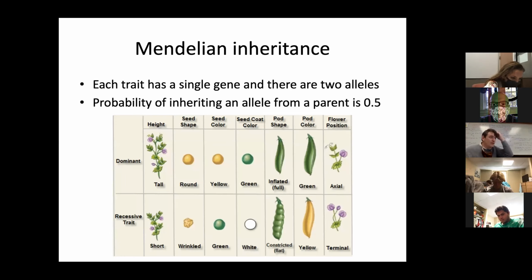We already kind of covered this. Each trait is a single gene with 2 alleles. Could have been more, but Mendel chose to only focus on ones with 2. And the probability of getting any one of the 2 alleles is half. They're randomly assorted at metaphase 1.